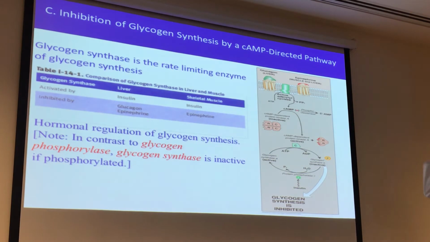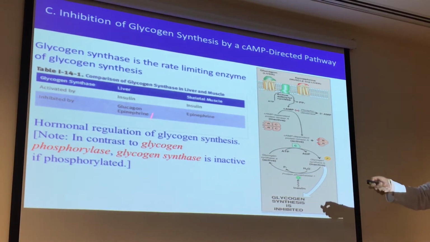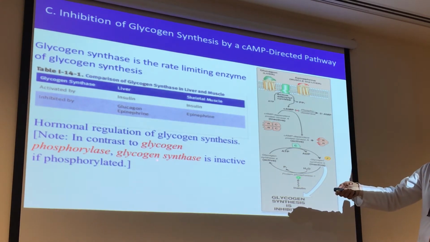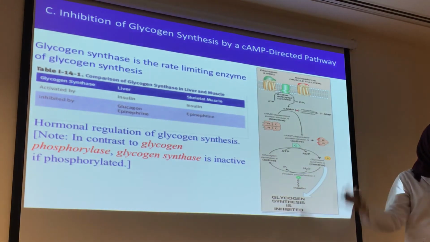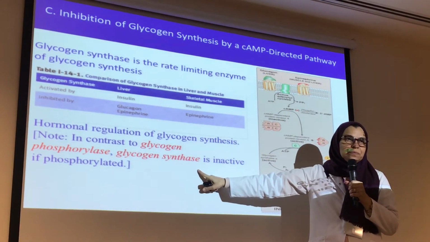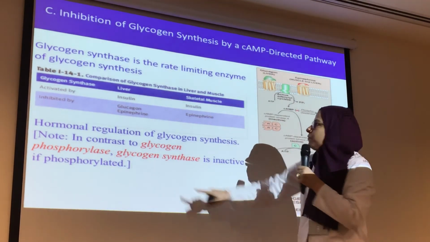Okay, so synthase is activated by insulin in the liver and the muscle. It's inhibited by glucagon and epinephrine in the liver and epinephrine only in the muscle. We said glycogen phosphorylase is active when phosphorylated. Glycogen synthase is the opposite. Glycogen synthase is inactive if phosphorylated.